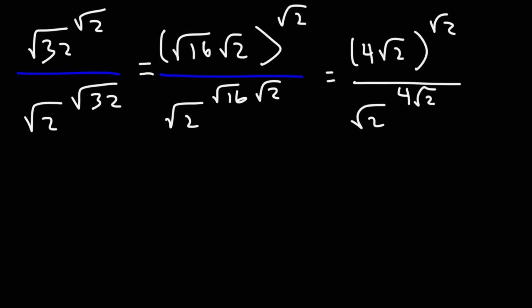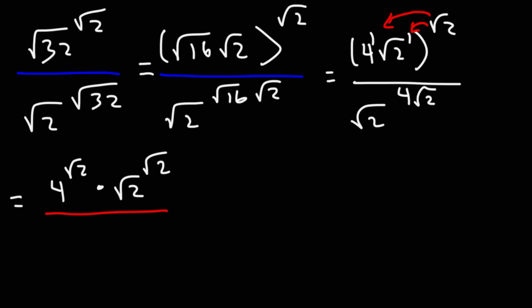Now, what should we do at this point? Now, what I like to do is distribute the square root of 2 to each exponent, just like we did before. So we have 4 square root 2 times square root 2 square root 2. Now, what should we do on the bottom?